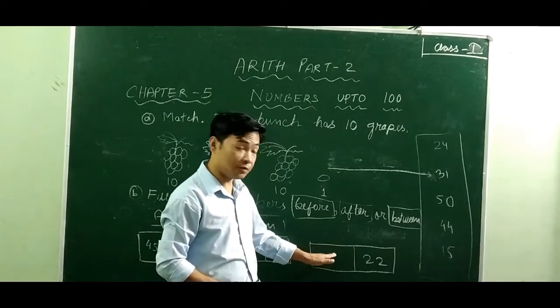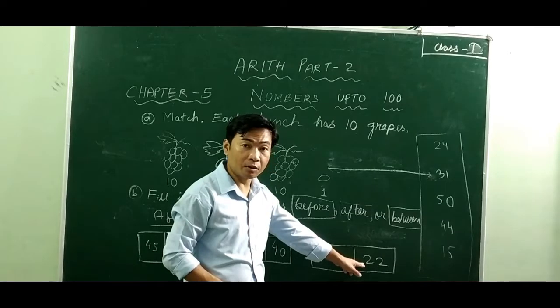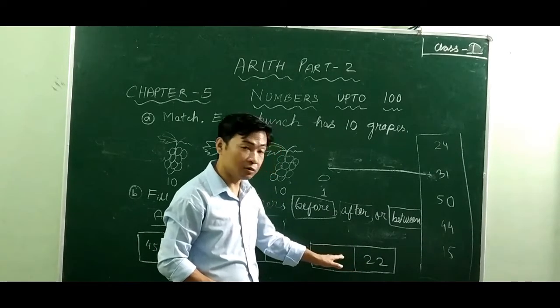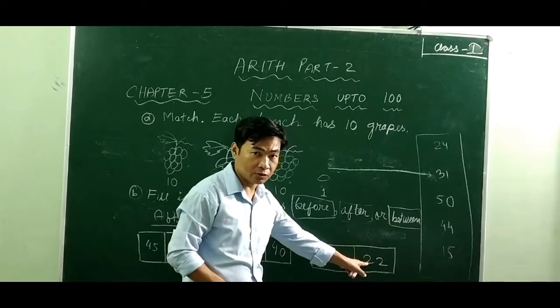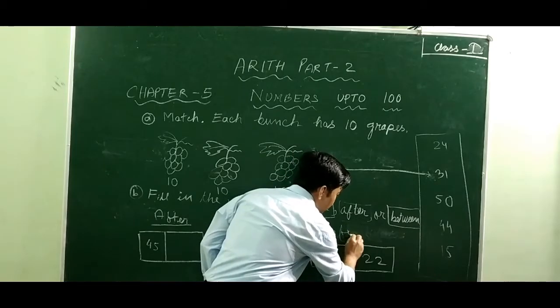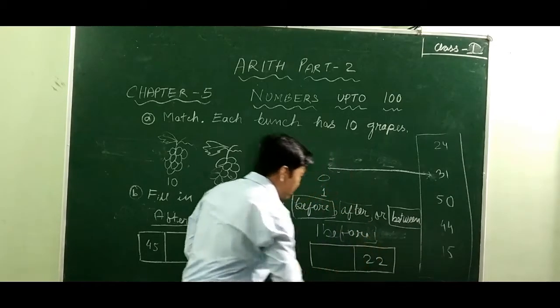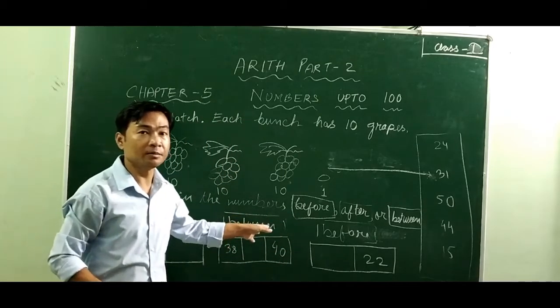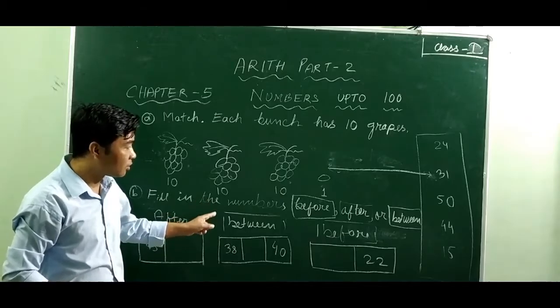And the first box is empty. Right? And in the second box there is a number. That means we have to find which is coming before reaching this 22. That means it is before. So we have made three boxes. In each box, the numbers are written in a different place. We have to identify which is after, which is before, and which is between.